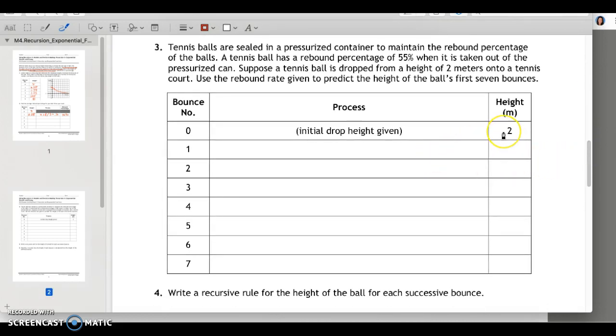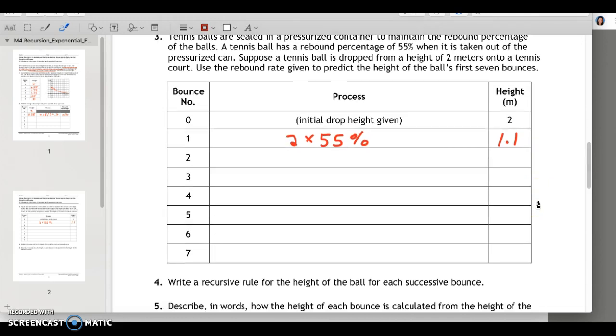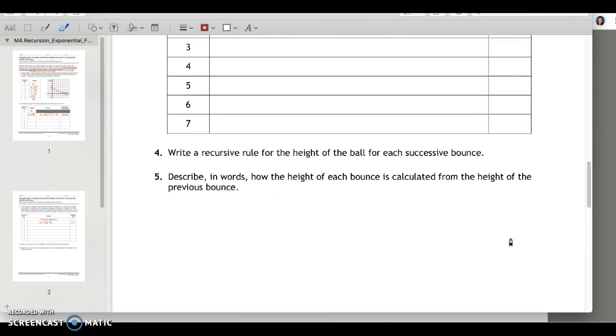So first, if it starts at 2, then you'll do 2 times 55%. Which, remember, when you put this into your calculator, that 55% is 0.55. That's going to give you an answer of 1.1. So that's going to be the height of the rebound from the first bounce. And you'll just keep doing that. Then you'll take 1.1 times 0.55, and then you'll take that number times 0.55, and you'll do that all the way down the table for number 3.